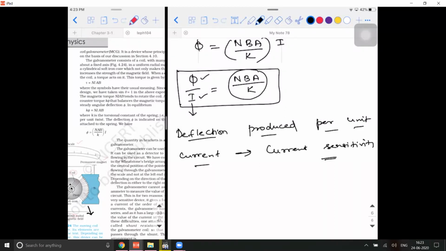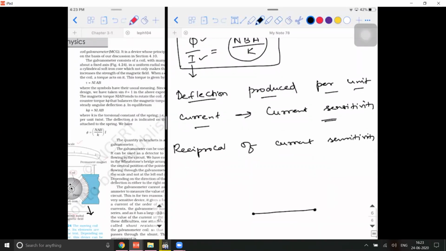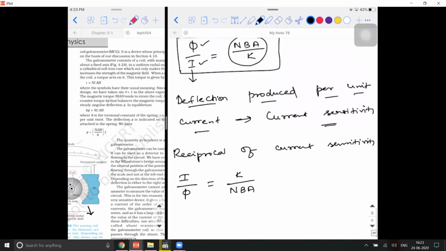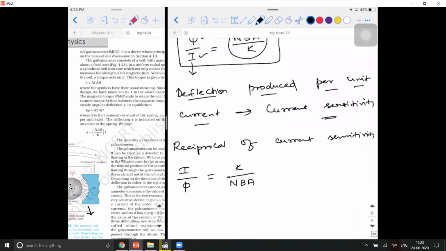There is the reciprocal of it. Okay. Reciprocal of current sensitivity. See, this is the one you do in your lab also. If at all you people have your lab manual in hand, you can verify it later. The reciprocal of current sensitivity is phi by I, that is K divided by N into B into A. Can you tell me what is the significance, just like how I thought for meter per second and for current sensitivity? Can you tell me what is the significance of this particular unit? Current per unit deflection.